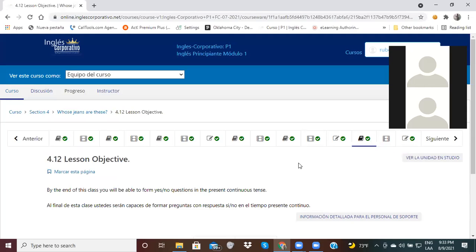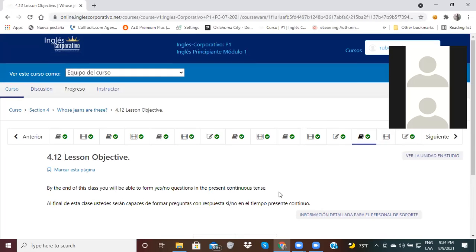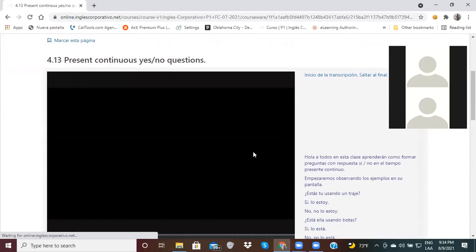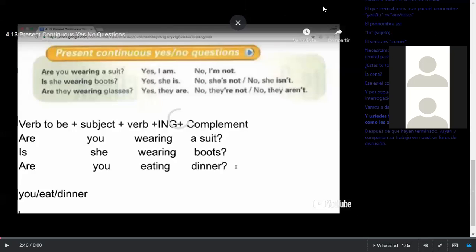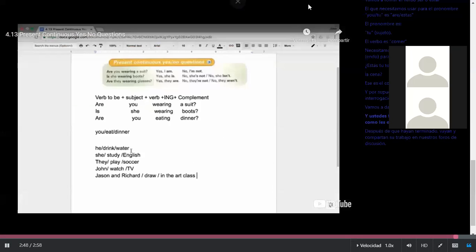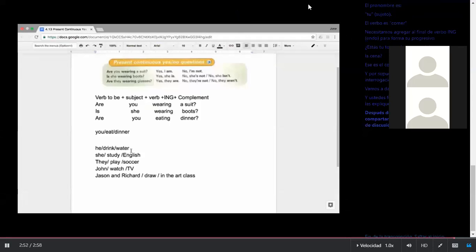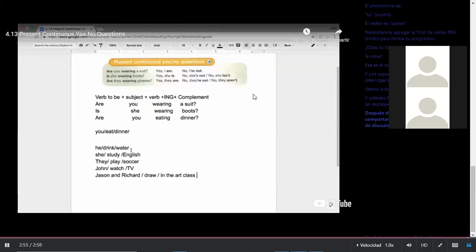Let's look at the next one. 4.12. By the end of this class, you will be able to form yes, no questions in the present continuous tense. Al final de esta clase, ustedes serán capaces de formar preguntas con respuestas sí y no en el tiempo presente continuo. Listen, please. Escuchen el video, por favor. Tome apuntes. As I explain. ¿Todos escuchan? After you've finished, go ahead and share your work in all forms.